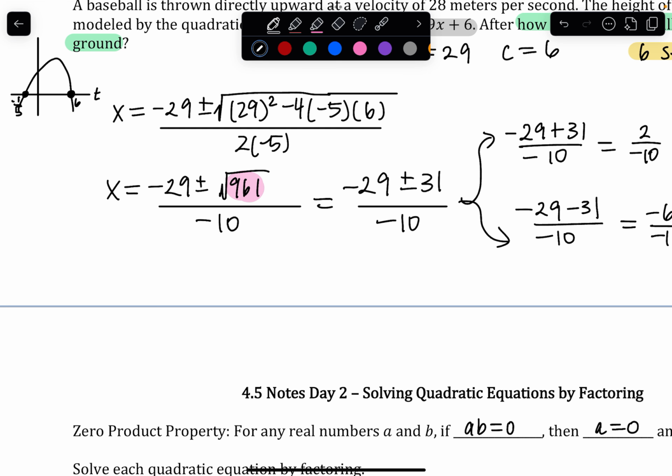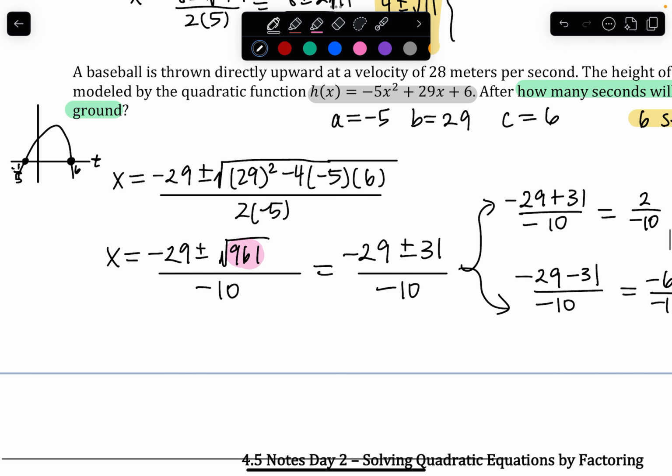And so since x is time and y is height, this negative number doesn't make sense for time. Okay, and so when you're doing an application problem, you're going to choose the positive one, because you really only want to focus on the first quadrant. You want to focus on positive height, positive time.